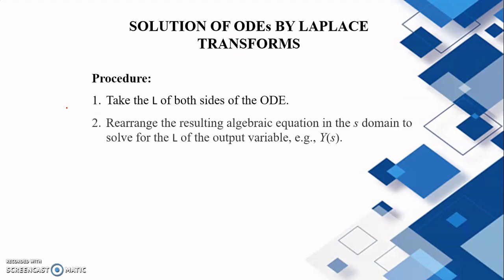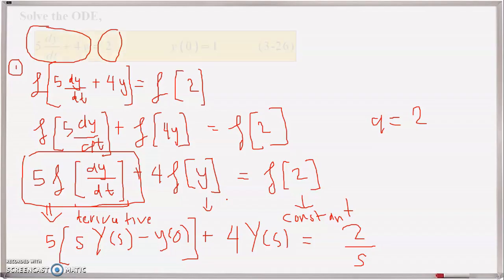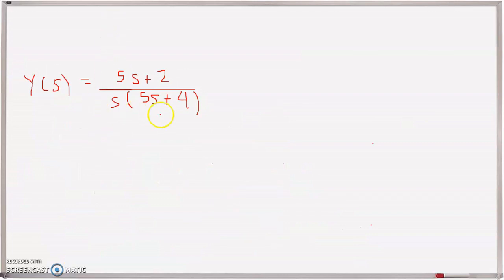And what happens after that, the third step is to perform a partial fraction expansion if needed. If the expression needs the partial fraction expansion, then you have to do it. And the last one is to use the inverse Laplace to get the expression into y(t) again. So you have to convert it into a y(t) expression. If this expression needs a partial fraction, then you have to follow the partial fraction. And if not, just proceed to the inverse Laplace.